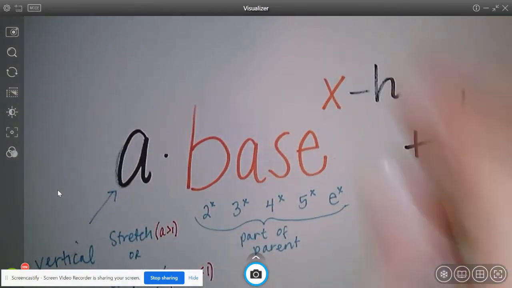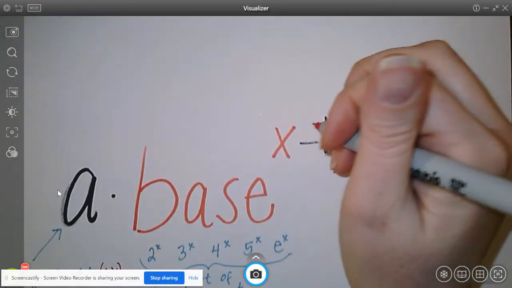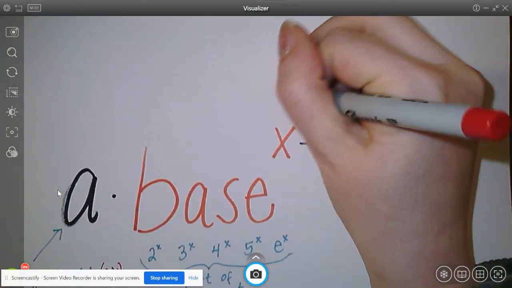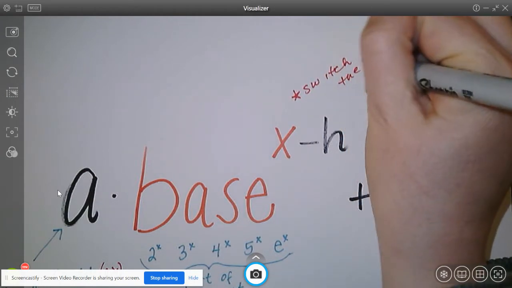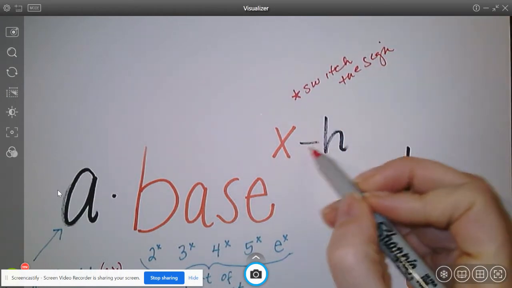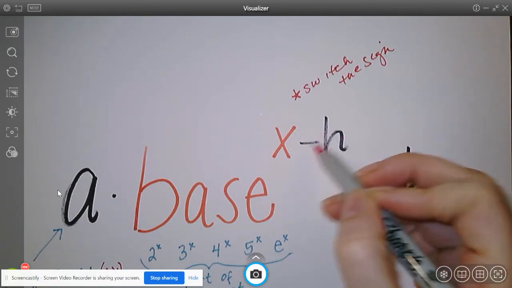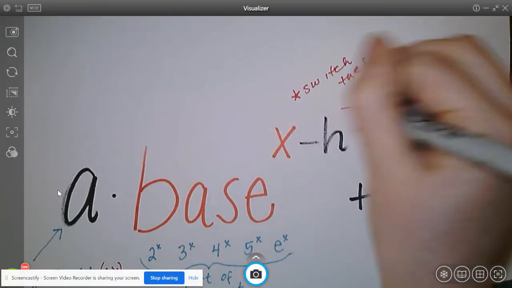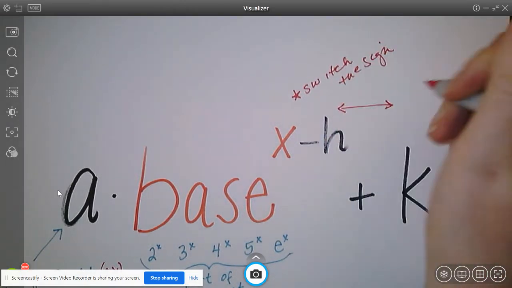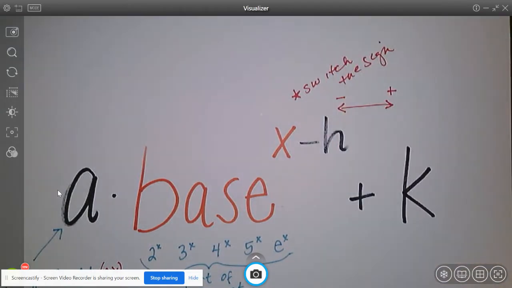Let's talk about h. And I had that note on the other sheet, but remember, you have to switch the sign. So the opposite of h, that's actually what h is. It's the opposite of h. Okay, so this always moves things horizontally. And if it's positive, it's going to go to the right. And if it's negative, it's going to go to the left.